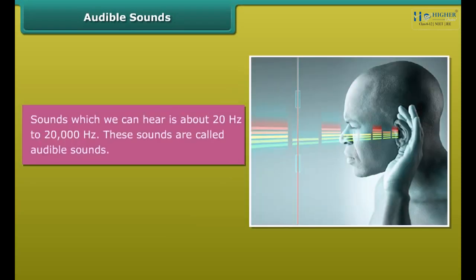Audible sounds. Sounds which we can hear are about 20 Hz to 20,000 Hz. These sounds are called audible sounds.